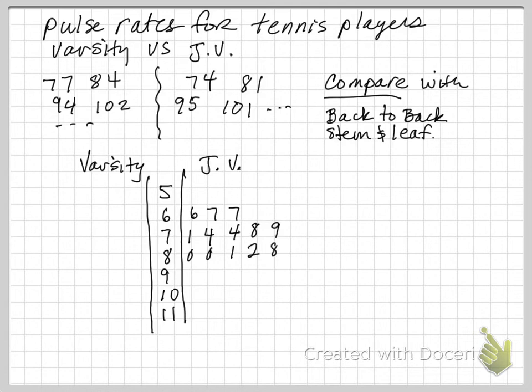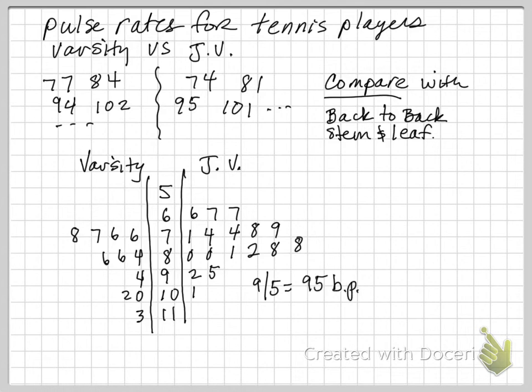And you can see 74 on the JV side is there, and 101 on the JV side is there. And we have 77 on the varsity side and 84 on the varsity side and a few others. And notice I have each side labeled. And again, I'm providing a key. So I have 9|5 equals 95 beats per minute. And again, it's read on the other side a little bit differently, because we always start with the stem and then we go to the leaf, which would be to the left. So it's not that you're reading it backwards, but it kind of feels that way.